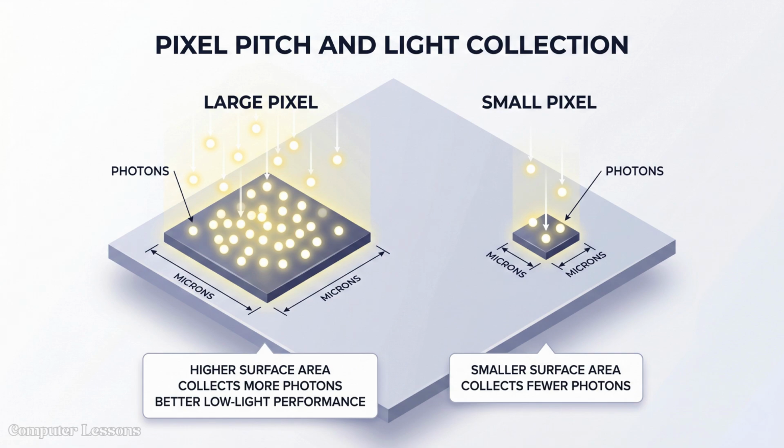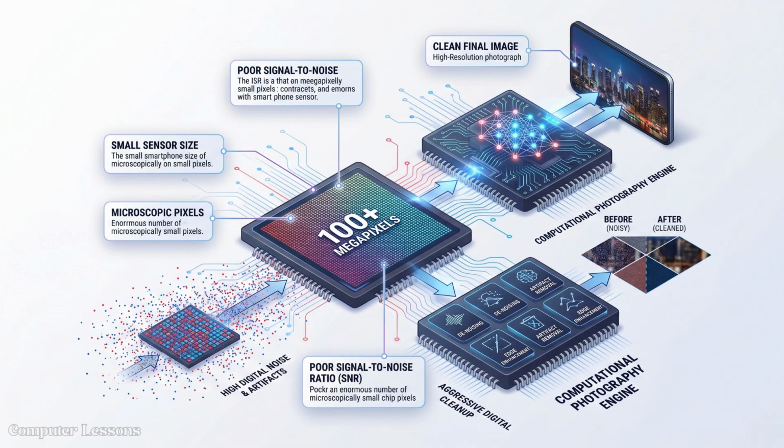Larger pixels have a higher surface area and can collect more photons per unit of time. This is why large sensors generally perform better in challenging low-light conditions than smaller ones. Smartphone manufacturers often use high megapixel counts on tiny sensors to appeal to consumers through marketing.